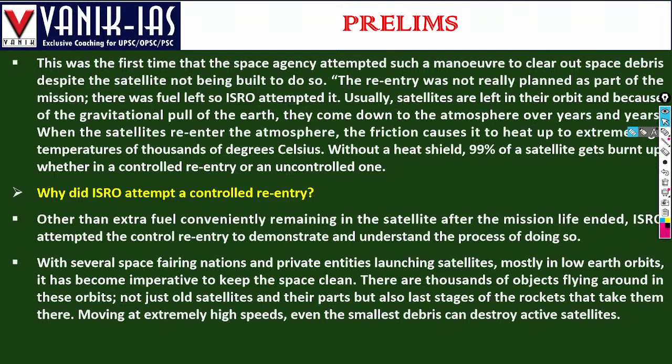Usually, satellites are left in their orbit, and because of the gravitational pull of the Earth, they come down to the atmosphere over years and years. When the satellite re-enters the atmosphere, the friction causes it to heat up to extreme temperatures, thousands of degrees Celsius. Without a heat shield, 99% of satellites get burnt up, whether in a controlled re-entry or uncontrolled re-entry phenomena.